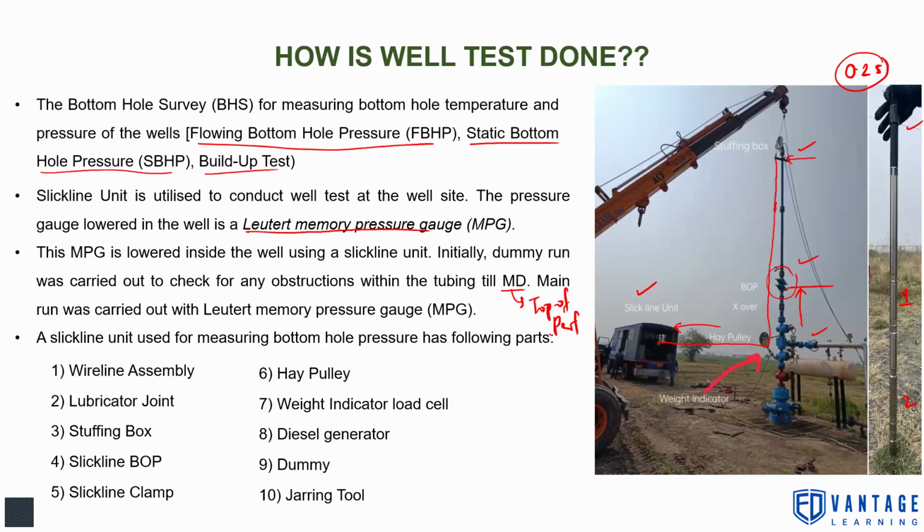We run a dummy run first because we don't want the gauge to read wrong values. The dummy run will tell us if there is any obstruction in the tubing. Once it is done, we will run the main gauge. So these are the components of the slickline.